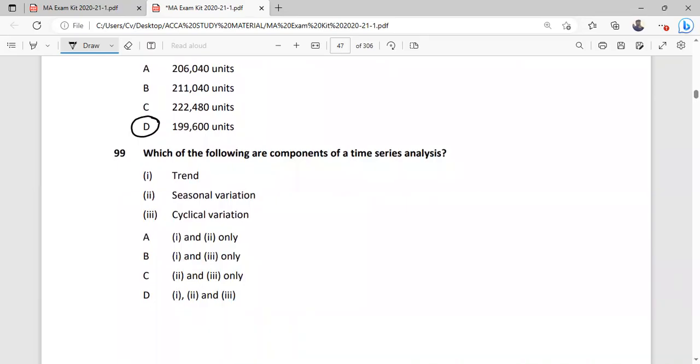Which of the following are components of a time series analysis? All three are the components of a time series analysis.